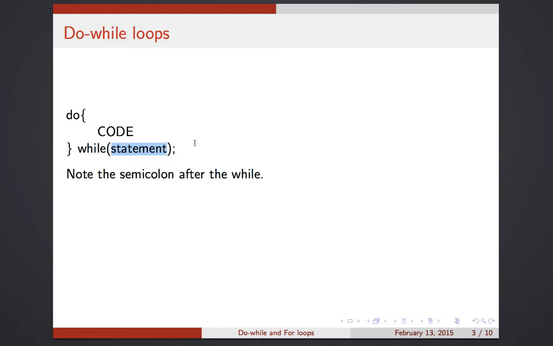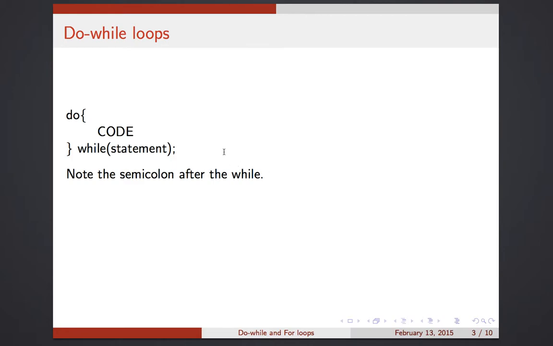In a while loop, you'll say, you know, while statement and then code. It will check whether or not that statement is true first, and then enter the braces. In a do while loop, you enter the braces first, and then afterwards check if the statement is true to decide if you're going to loop back to the beginning. Okay, so that's the only difference between a do while loop and a while loop.